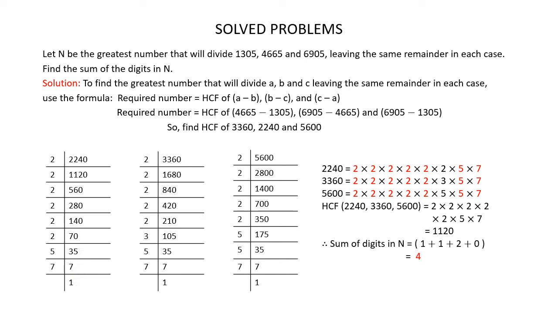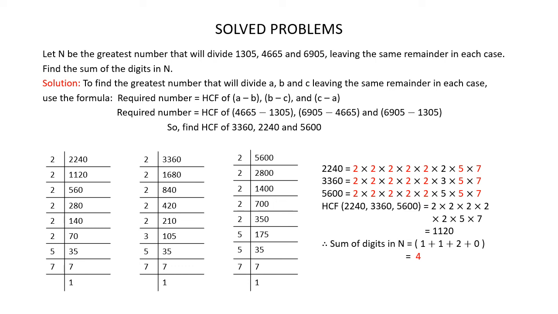So now you got the prime factors as 2, 2, 2, 2, 2, 2, 5, 7 and 1. So 2240 can be written as 2 multiplied by 2, multiplied by 2, multiplied by 2, multiplied by 2, multiplied by 2, multiplied by 5, multiplied by 7.